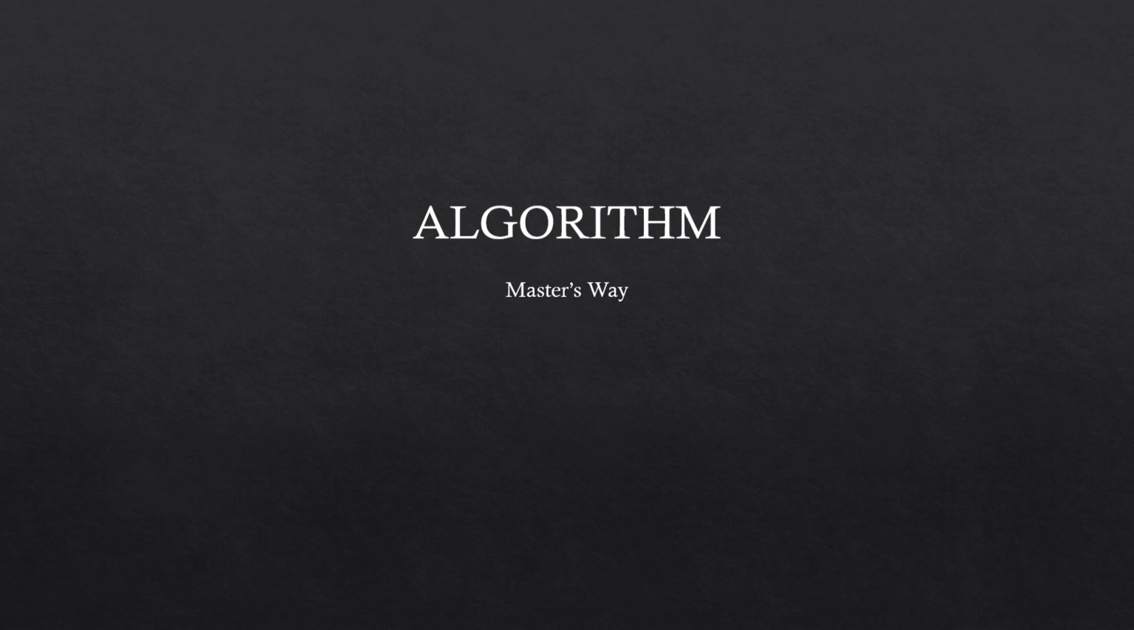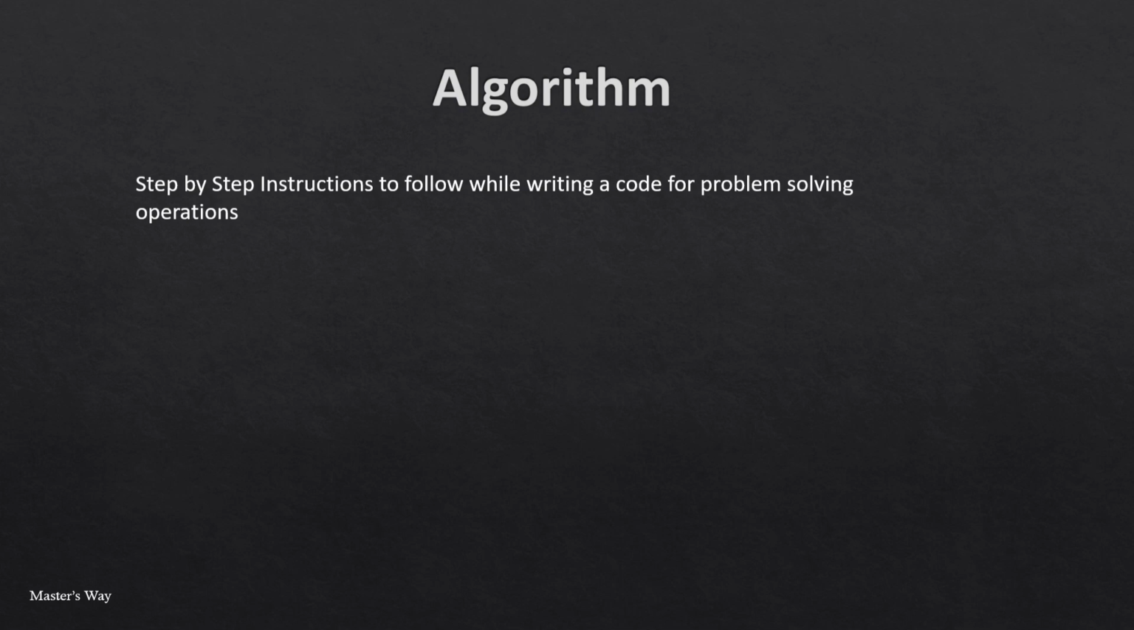Today we are going to discuss algorithms. So what is an algorithm? An algorithm is a step-by-step instruction to follow while writing code for problem solving operations, or you can say a set of finite instructions to be followed in calculation of problem solving operations.